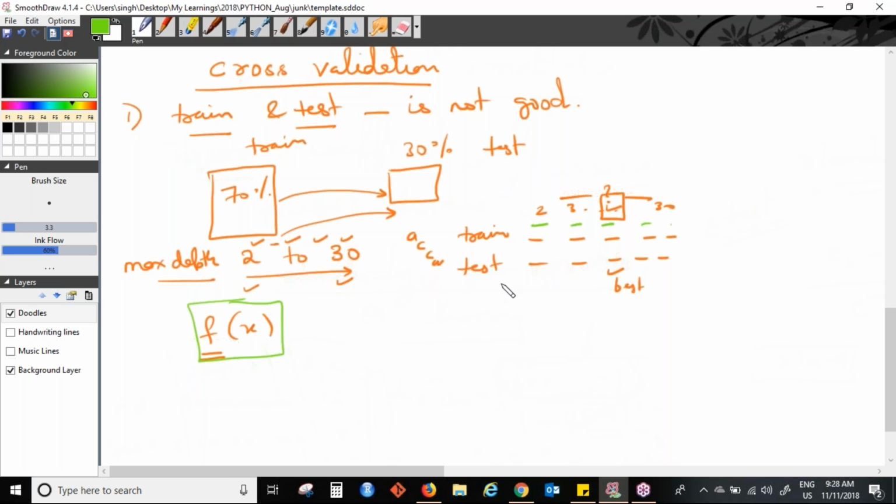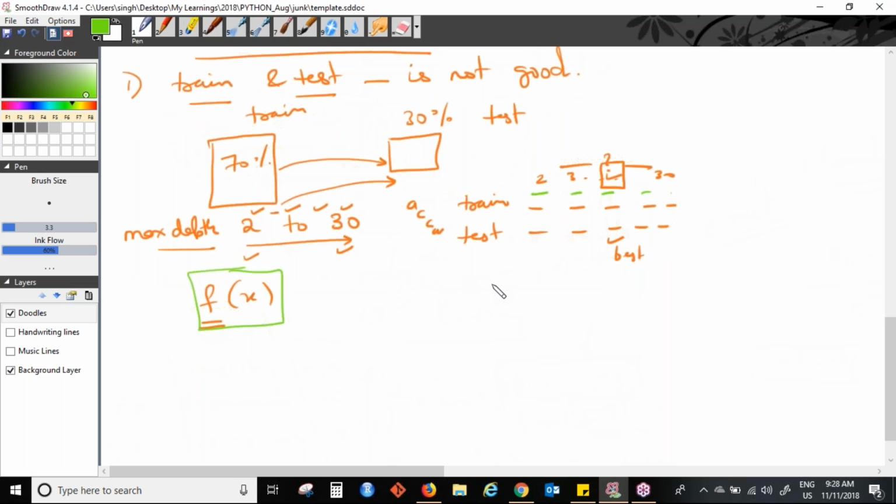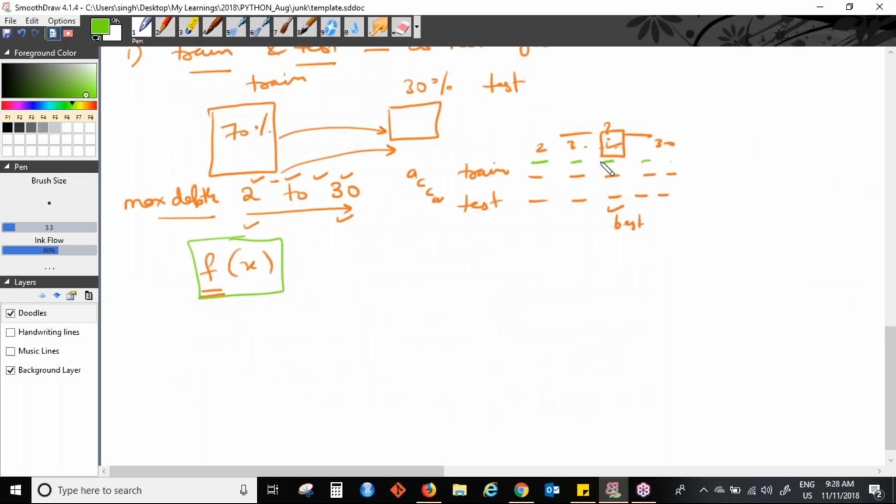Okay, now what is the problem here? The problem here is that we are going and looking into the test data and then deciding what is the best value of max depth, which should not happen. It is like going to the exam, looking at the questions, and then deciding, okay, I will study like this. You will not be allowed to do that. Do you follow? You will not be allowed to go to the exam, look at the questions, and then come back and change your mode of preparation.